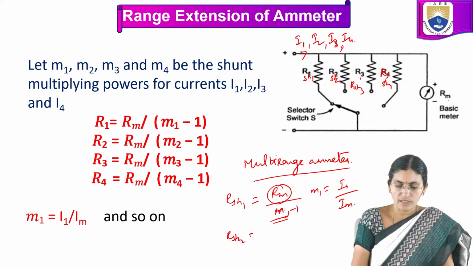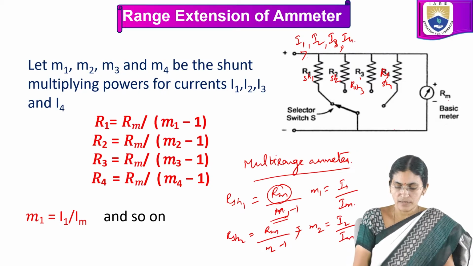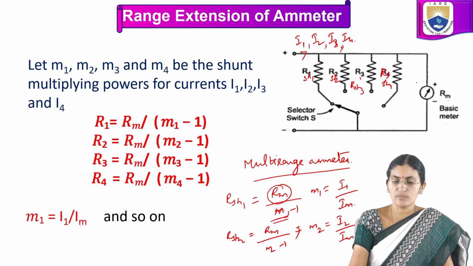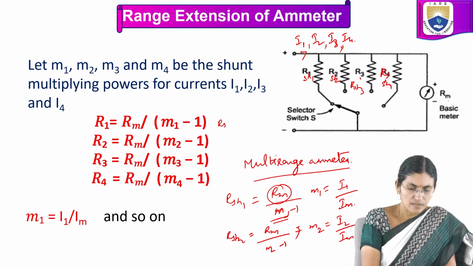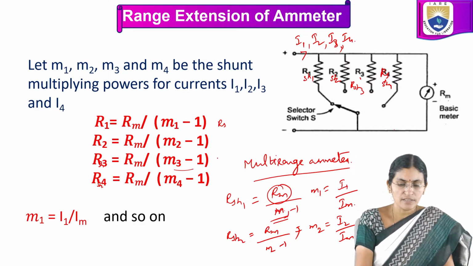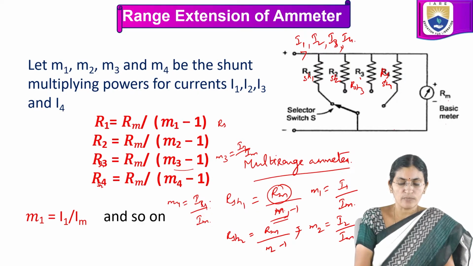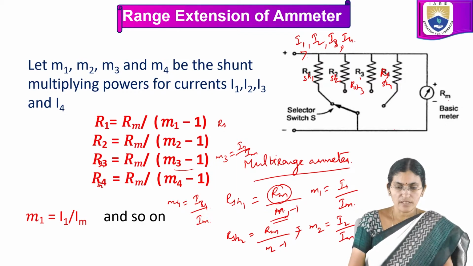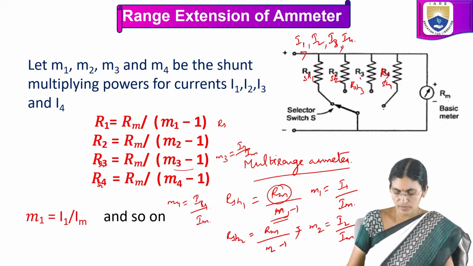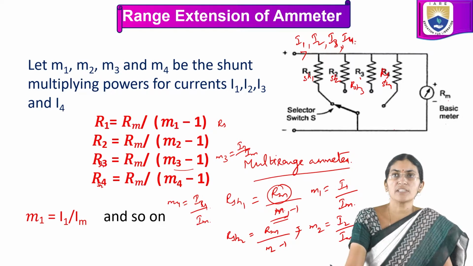Next, RSH2 is equal to Rm divided by M2 minus 1, where M2 is equal to I2 by Im. Similarly, we can find out all the resistors. RSH3 is equal to Rm divided by M3 minus 1, where M3 is equal to I3 by Im, and RSH4 is equal to Rm divided by M4 minus 1, where M4 is equal to I4 by Im. In this way, we can extend the range of the ammeter to measure different current ranges.